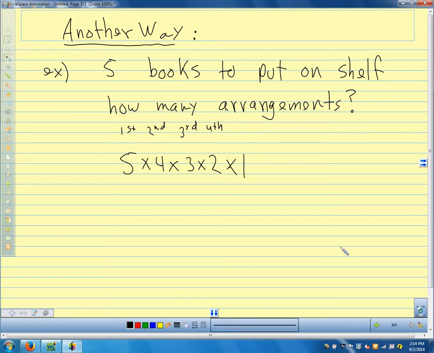So just like you said, I just wrote it in a different order, 1 times 2 times 3 times 4 times 5. And when I multiply this out, this comes out to be 120. So I can arrange these 5 books on the shelf 120 different ways. I have 5 choices for the first book, 4 for the second, 3 for the third, 2 for the fourth, and then finally 1 for the last.